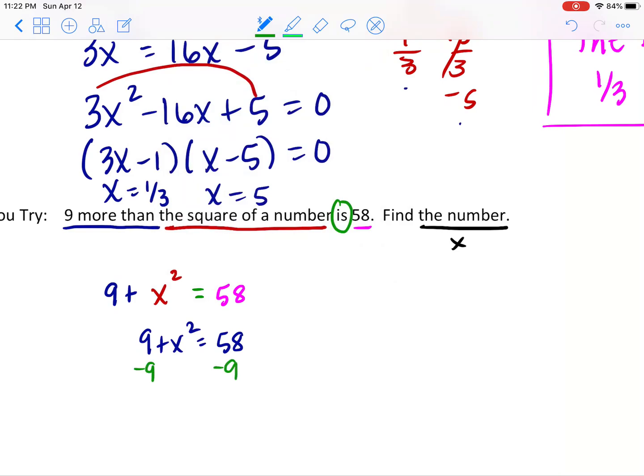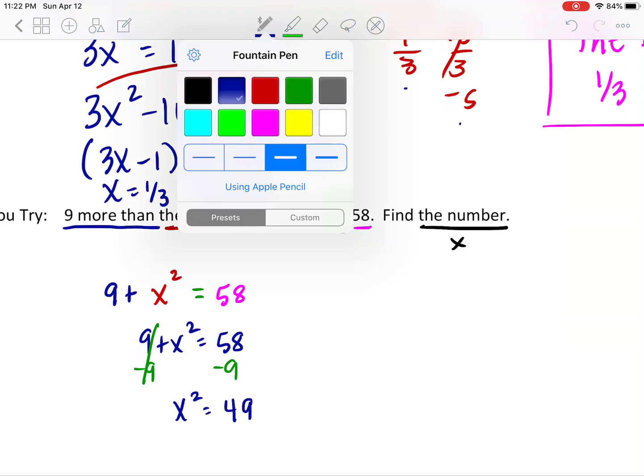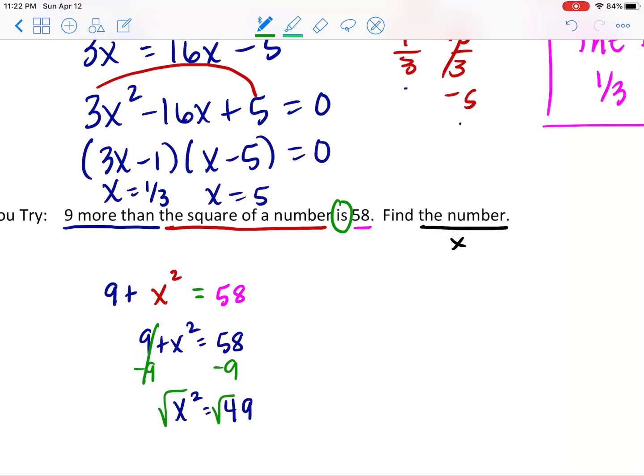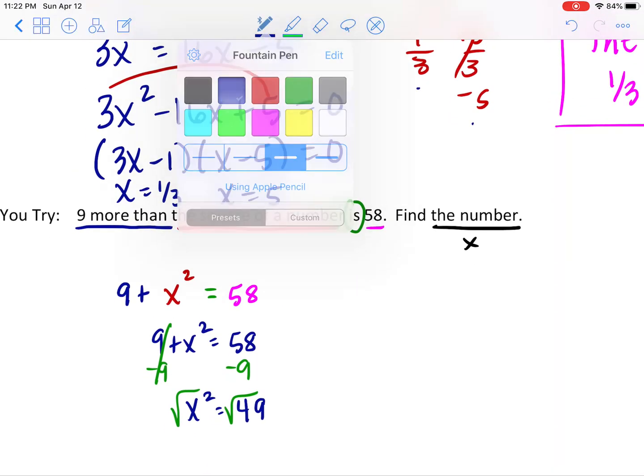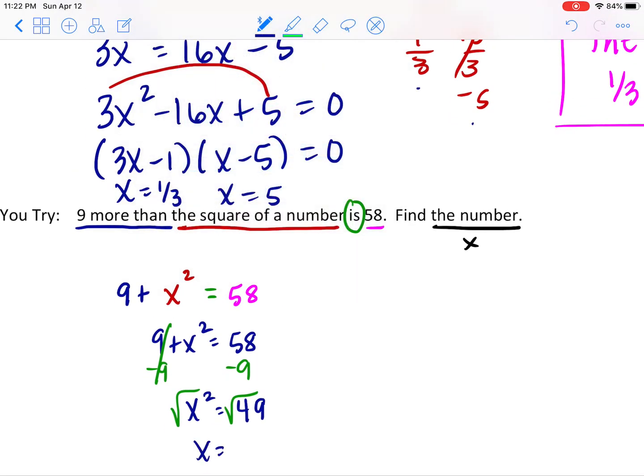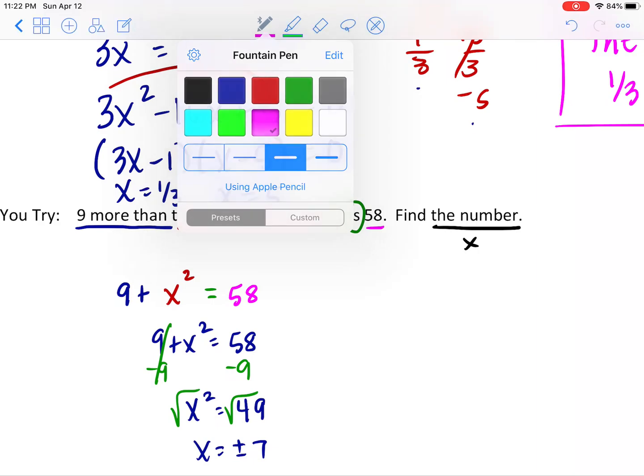So we're just going to subtract this 9 over, and then we have x squared equal to 49. And now we're going to take the square root of both sides, which means x is going to equal, don't forget your plus or minus, 7. And again, we're looking for a number. Positive and negative 7 both qualify.